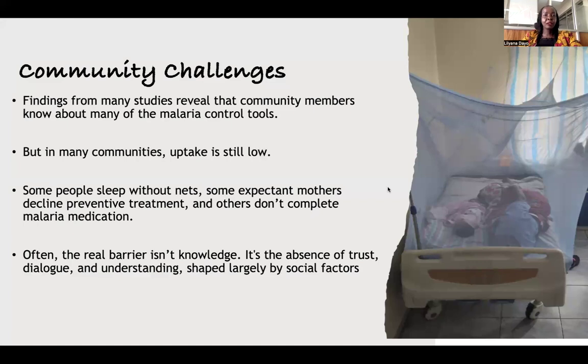What are some of the community challenges we experience during implementation of the malaria strategies? Findings from many studies reveal that community members know about many of the malaria control tools. However, the uptake of some of these tools remains low. Some people sleep without nets, some expectant mothers decline preventive treatment, while others don't complete their medication as prescribed. Often, the real barrier isn't knowledge, it's the absence of trust, dialogue, and understanding, shaped largely by social and cultural factors.